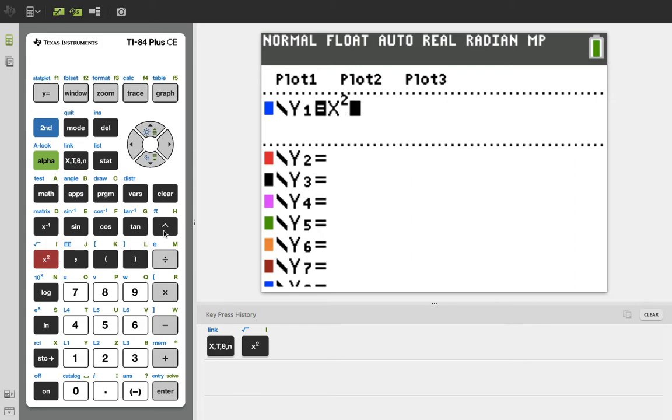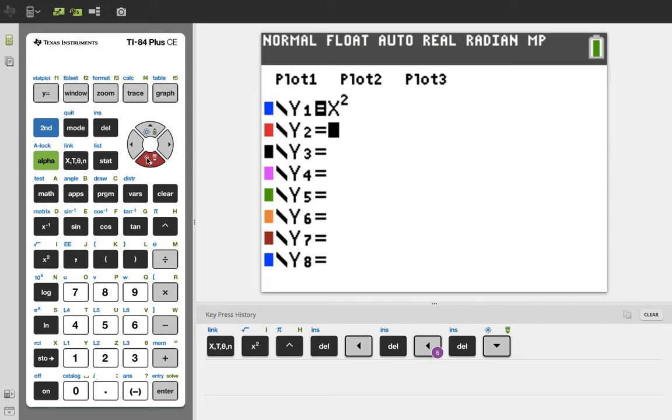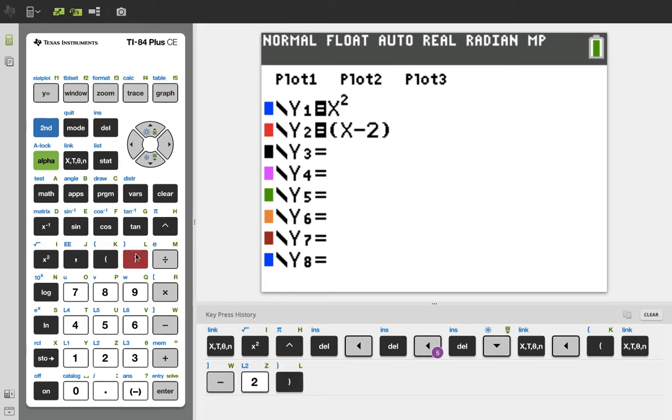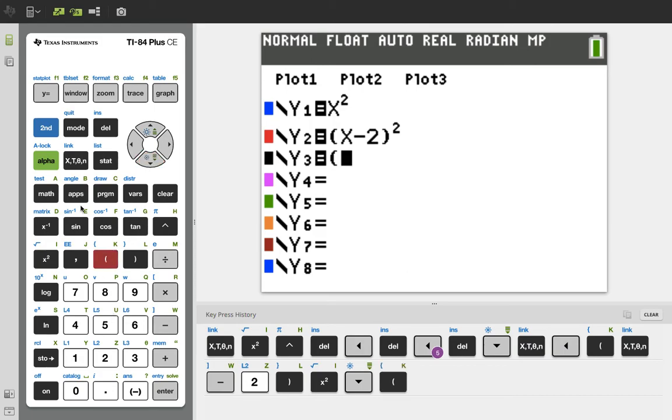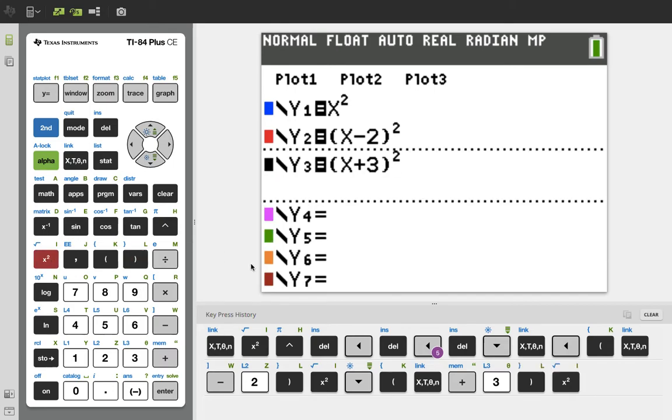If you want a higher order exponent, you would use the caret, and that would give you that box there if you have a newer calculator. Otherwise, here we go, we have our x squared. I can delete these parentheses if I don't want to see them anymore. So then in y2, I'm going to put parenthesis x minus 2, and that whole thing I want squared. And then in y3, I'm going to do x plus 3, and I'm going to square it.